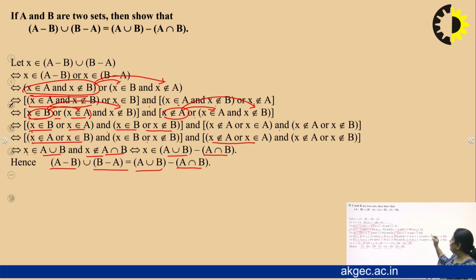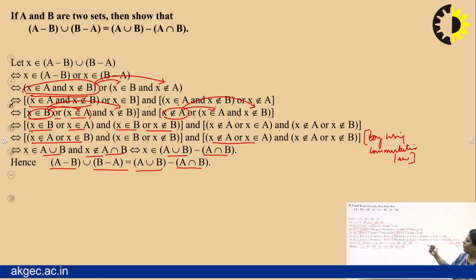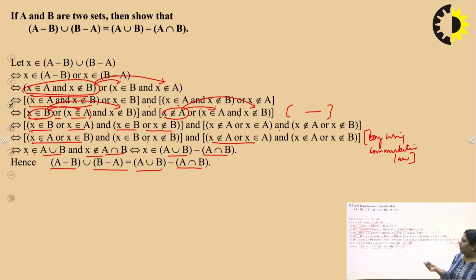We can also write which laws we are using. Suppose we are using commutative law here, we can write here by using commutative law. So by using this, we have put a distributive law here. Here we have used distributive law. Here we have used another law, that is the opening of the identities laws. So belongings law. What we have used here, we can put here.